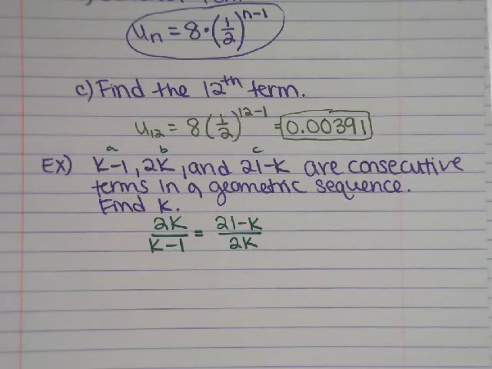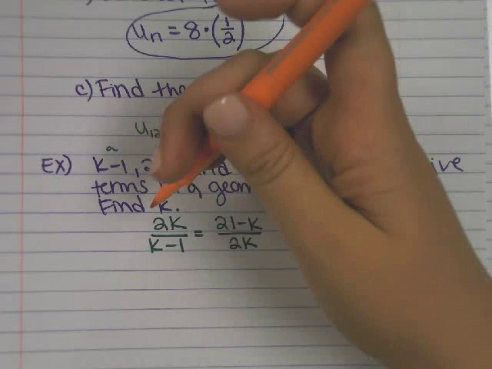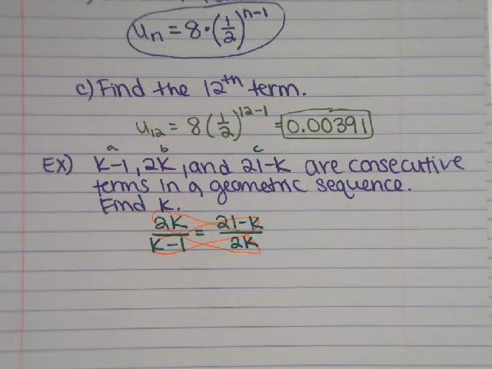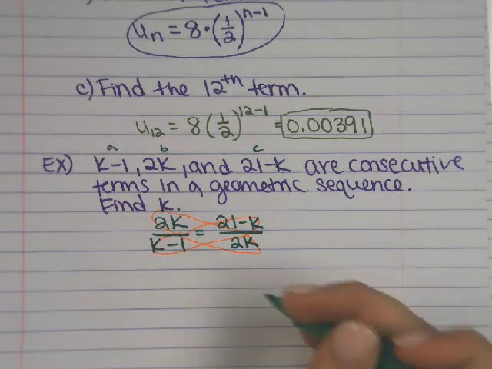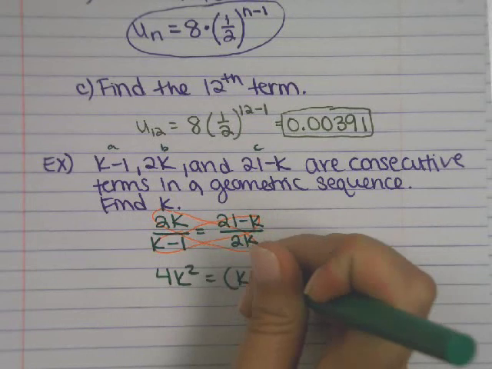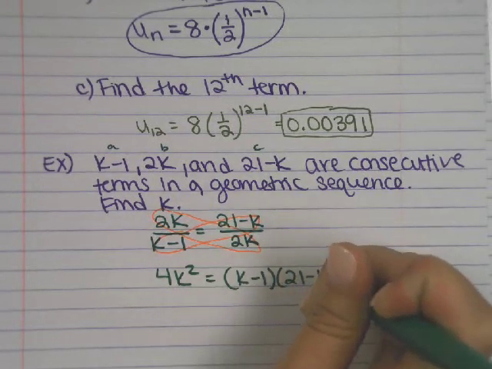In the last couple sections, you learned how to solve equations without having to do all the algebra. We can instead use our graphing calculator. I would like to get it out of fractions first. You don't have to, but I think it makes it look a little nicer. If you have a fraction equal to a fraction, you can cross multiply in order to solve. So 2k times k is 4k squared, and then we do k minus 1 times 21 minus k.